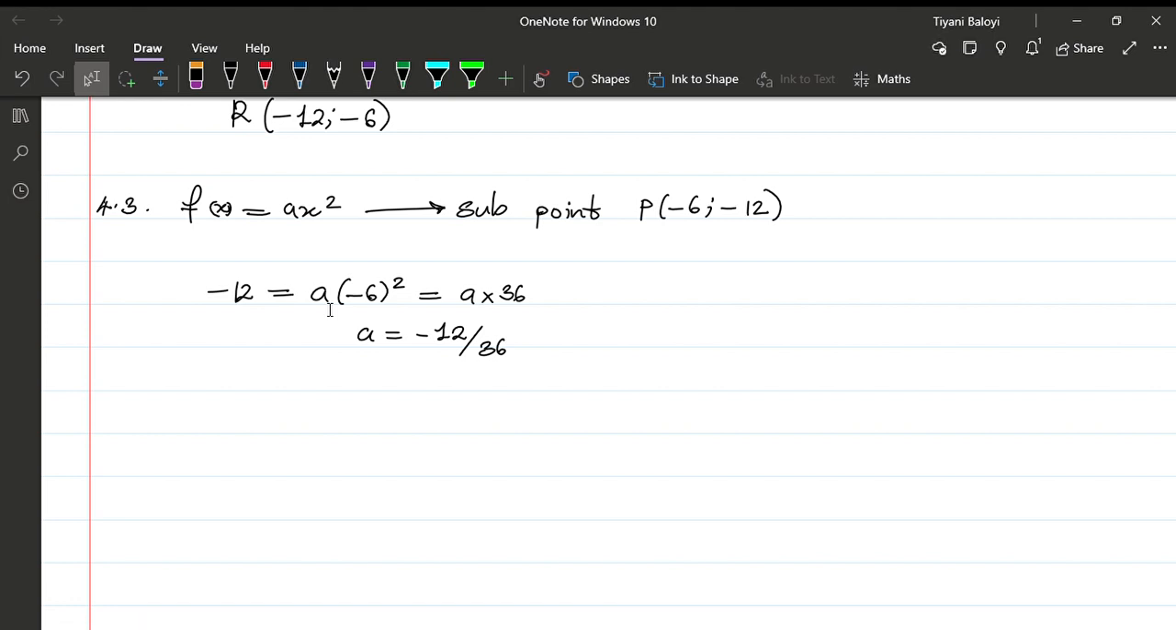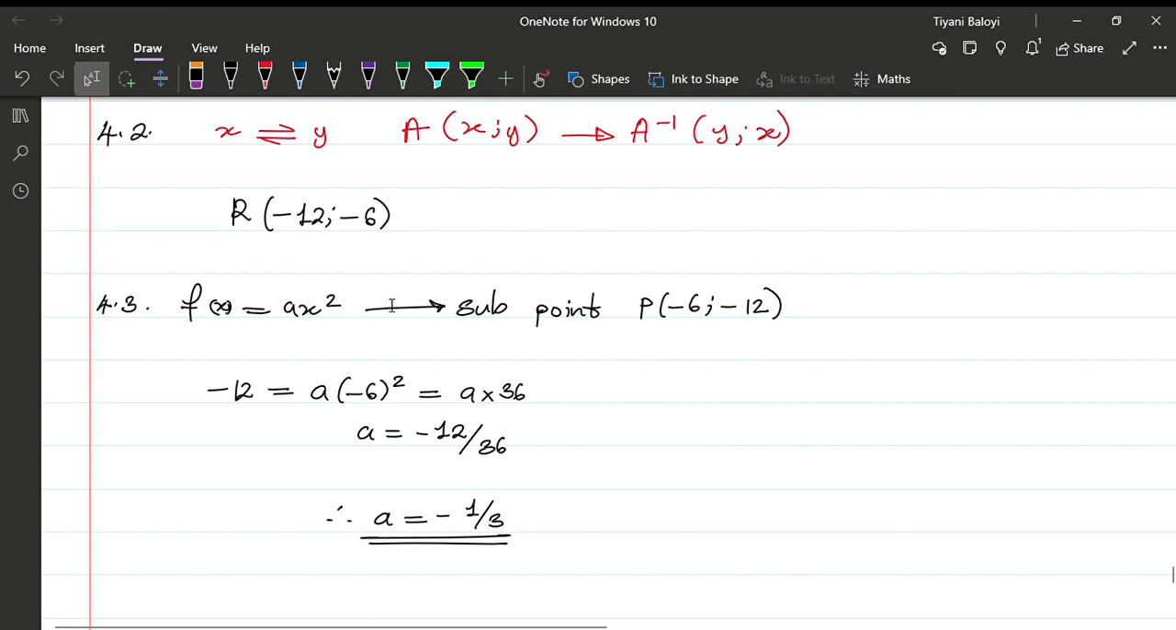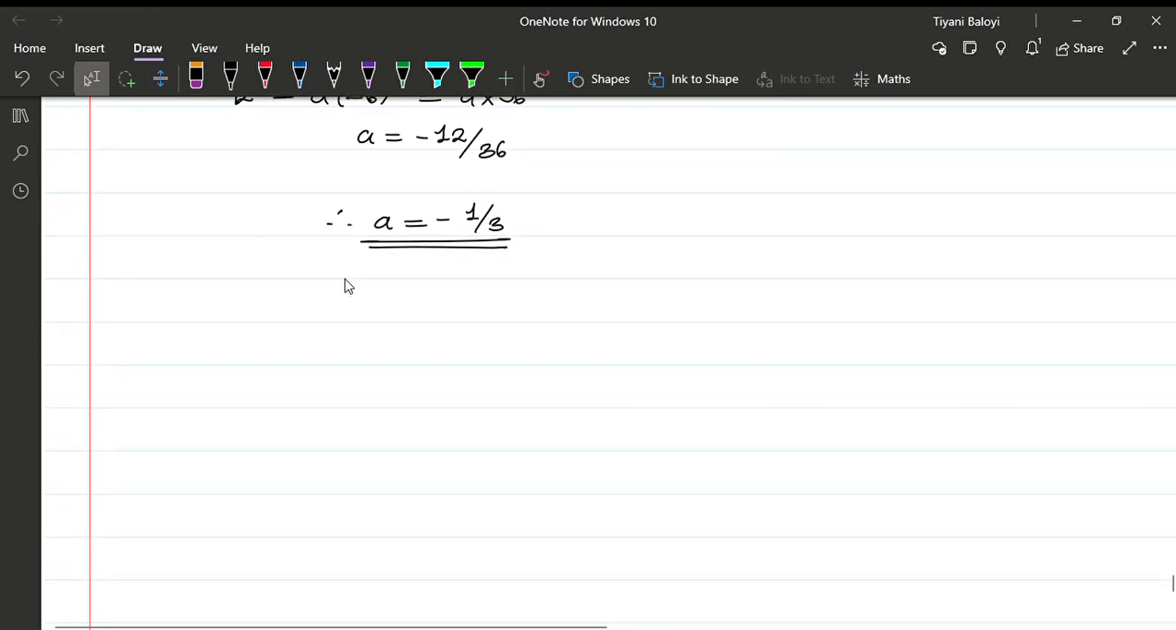Yes, it is 3. So therefore we can simplify this and write it as 1 over 3. Okay, thank you, we got that. So we got A. Then we can go to 4.4.